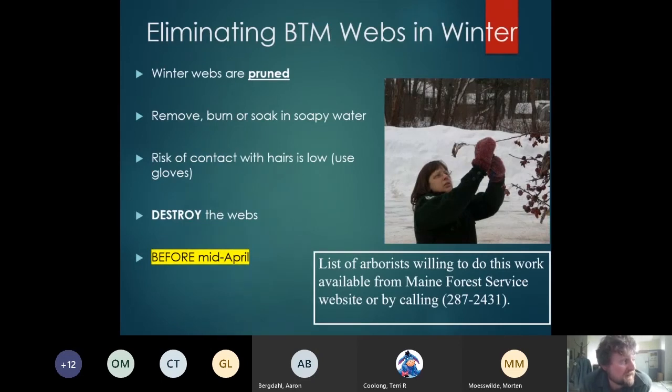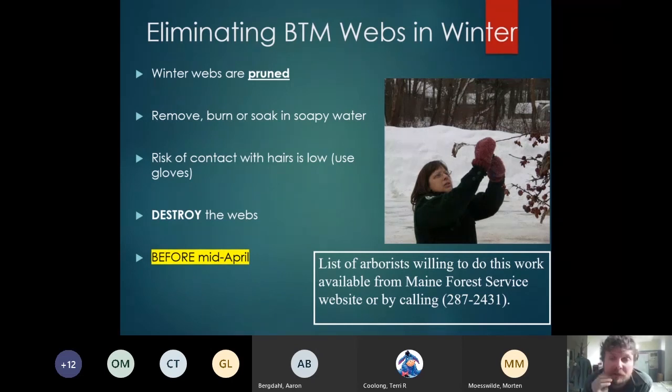Winter webs can be pruned out basically from November all the way up until mid-May, or until mid-April. So around mid-April, that's when they start emerging and coming out, and the risk of exposure to the hairs increases pretty dramatically. And they're also out foraging, so you might not be getting them all. So the time pretty much for winter pruning has passed.